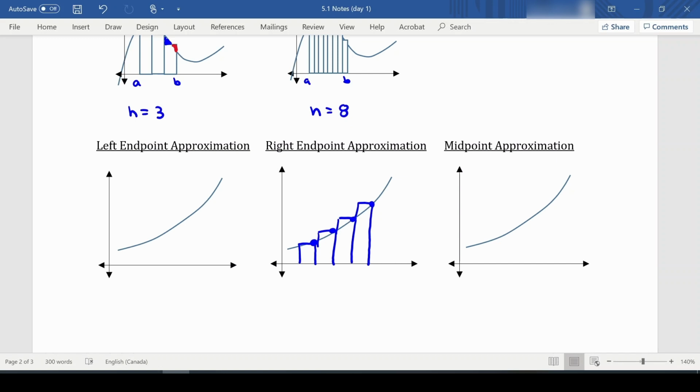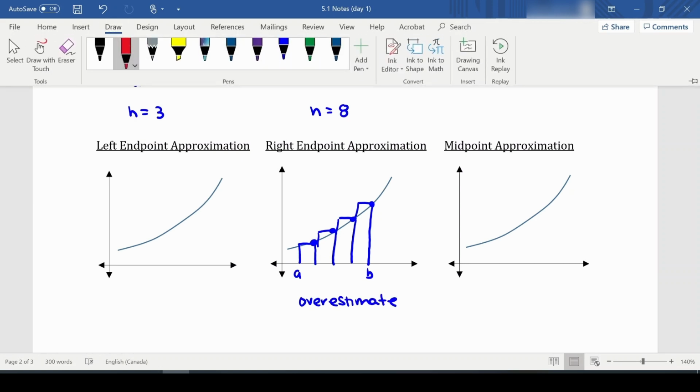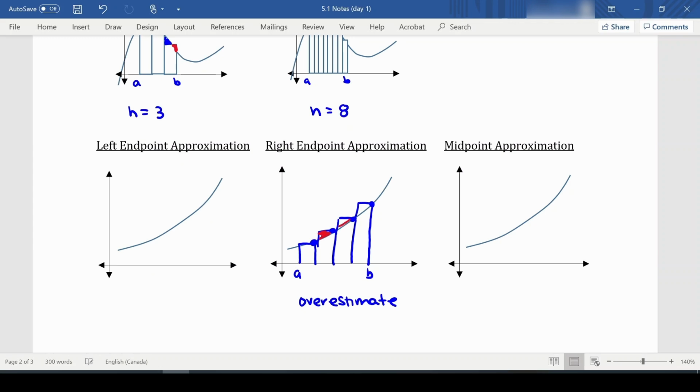And we can see that if we've got a to b, this here is an overestimate. I've got all these chunks that are extra, above the curve, not the area under the curve. A little chunk here.